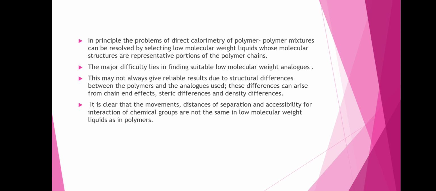In principle, we can say that the problem of direct calorimetry of polymer-polymer mixtures can be resolved by selecting low molecular weight liquids whose molecular structures are representative portions of the polymer chains. The major difficulty lies in finding suitable low molecular weight analogs. This may not always give reliable results due to structural differences between the polymer and the analog used, differences in chain and end effects, steric differences, and density differences. It is difficult to find low molecular weight analogs.